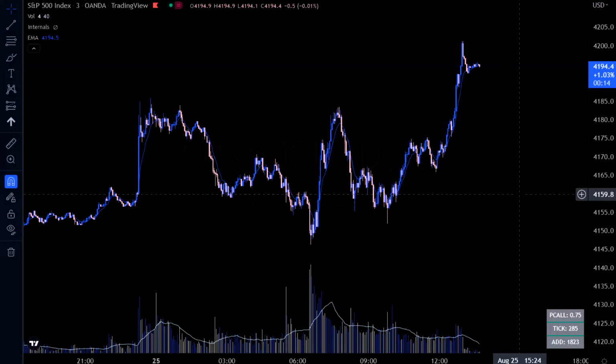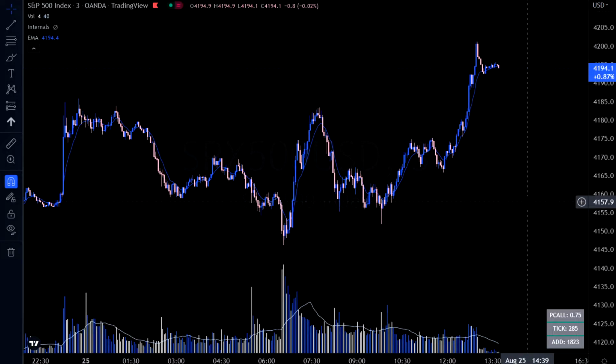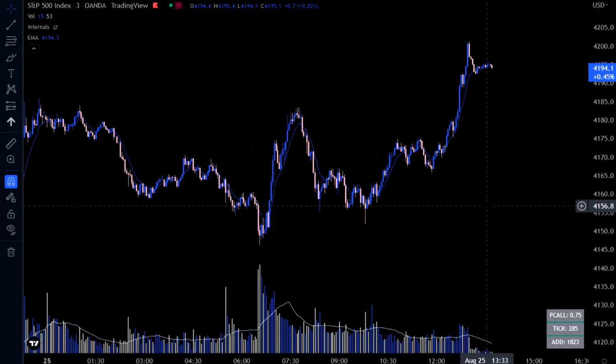I wouldn't use ticks or put-call to tell me to enter a trade. They're not indicators like that, but they're more of an overall gauge, so you have a better understanding of what the overall market sentiment is, what other people are thinking, and how other people are interpreting the current market action that we're seeing. So that's how you can utilize those.